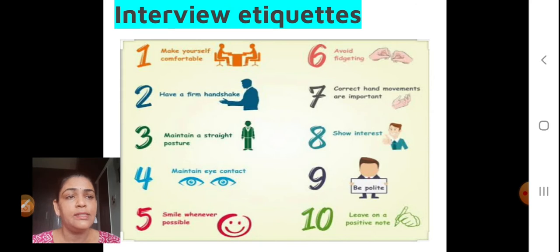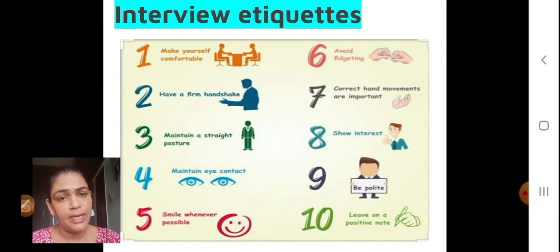Correct hand movements are important. Now, if you are moving your hands, you can't just stay still in a statue pose and do nothing when the question is asked. You have to give expressions, you have to move your hands, you have to use a little bit of body language. So what we can do is give correct hand movements.